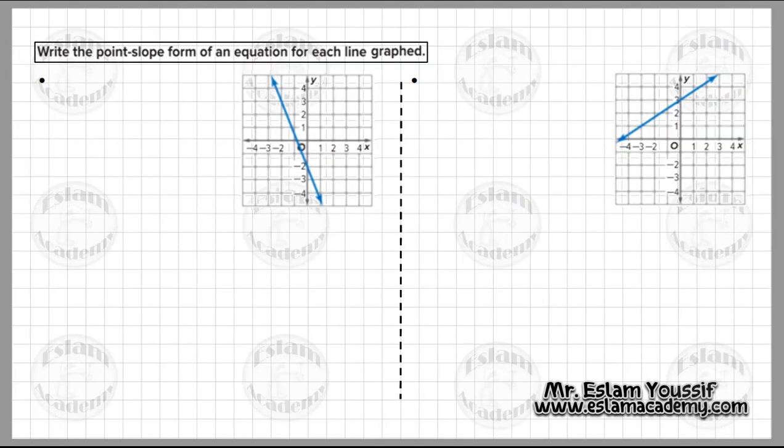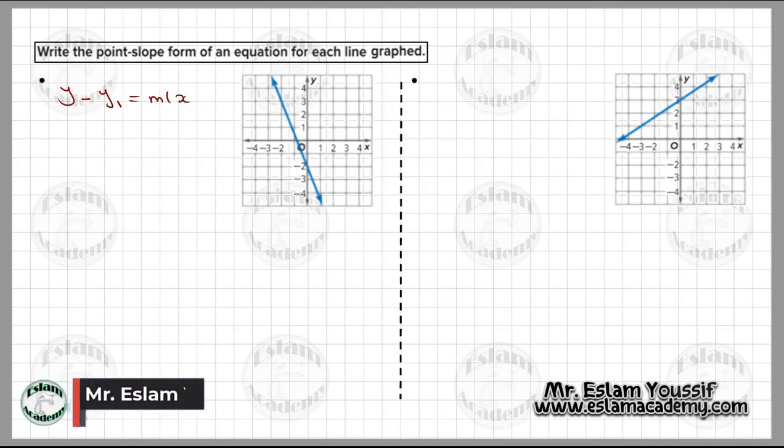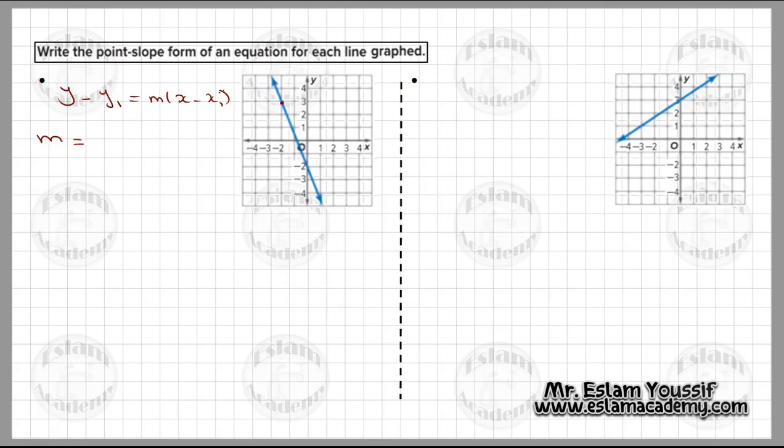In this problem, we need to write the equation of the graphed line in point-slope form. As we said, the point-slope form is defined by y minus y1 equals m multiplied by x minus x1. So the main point is that we need a slope and a point. The slope can be found just by choosing well-known points. Suppose that I choose the first point here and that's the second point.